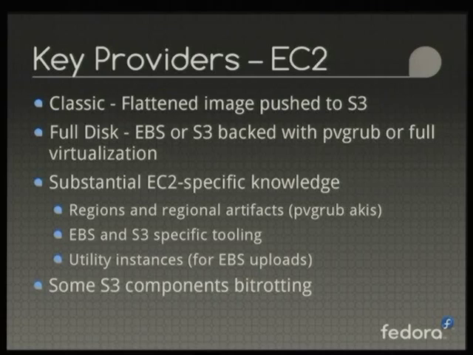So EC2, as I said, started out requiring a fairly non-standard, atypical mode of uploading your image. You would have to flatten it, and you would upload it to a series of buckets in their block storage, not their block storage, their object storage service called S3. So the EC2 provider, as originally conceived, knew how to do all of that. It would take the input image, flatten it out, upload it to S3 and produce an AMI. Over time, Amazon has added things that start to look more and more like traditional virtual machines.